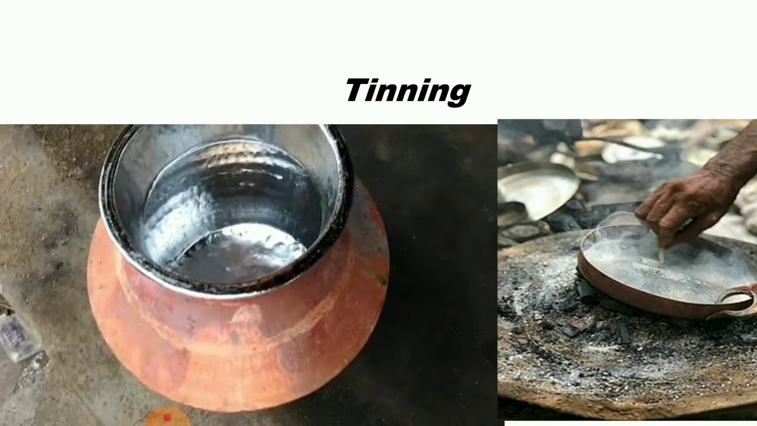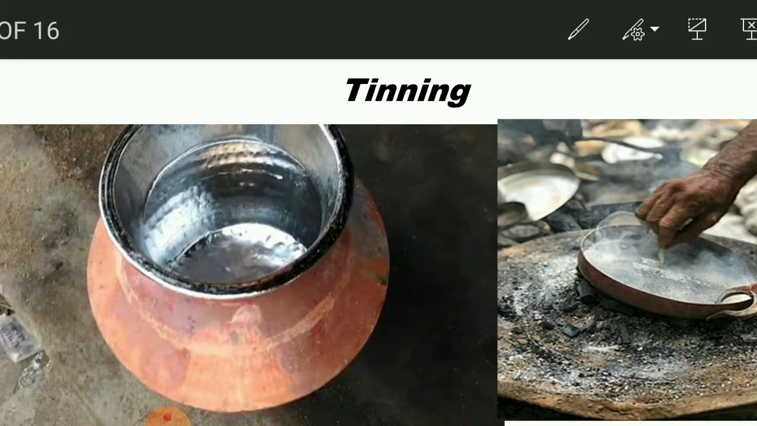Next method is tinning. In this method, a layer of molten tin is deposited on the metals. We call these kalhai. A greenish layer forms on the surface of copper or brass vessels. This greenish layer is very poisonous if it enters our food. So a thin layer of tin is applied on the inner part of these utensils of copper or brass.